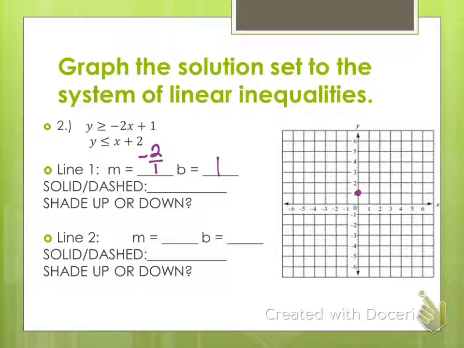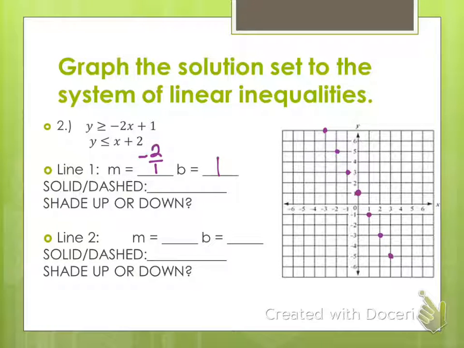-2/1 means I'm going which directions? Down and to the right. So down to right 1, down to right 1, down to right 1. Or I could go up and left, up to left 1, up to left 1.